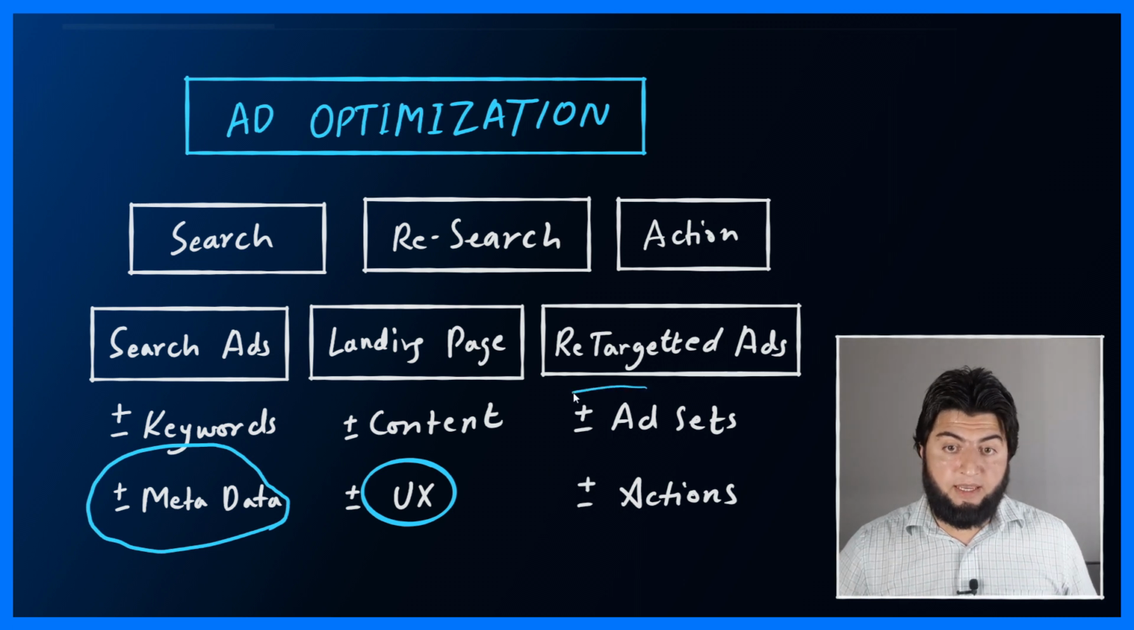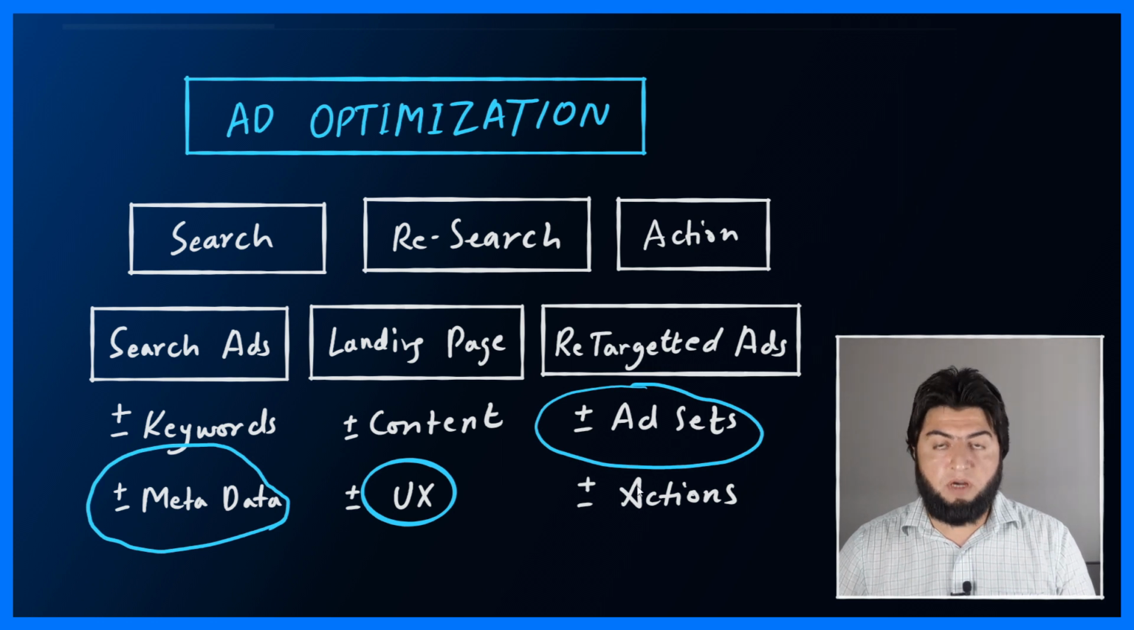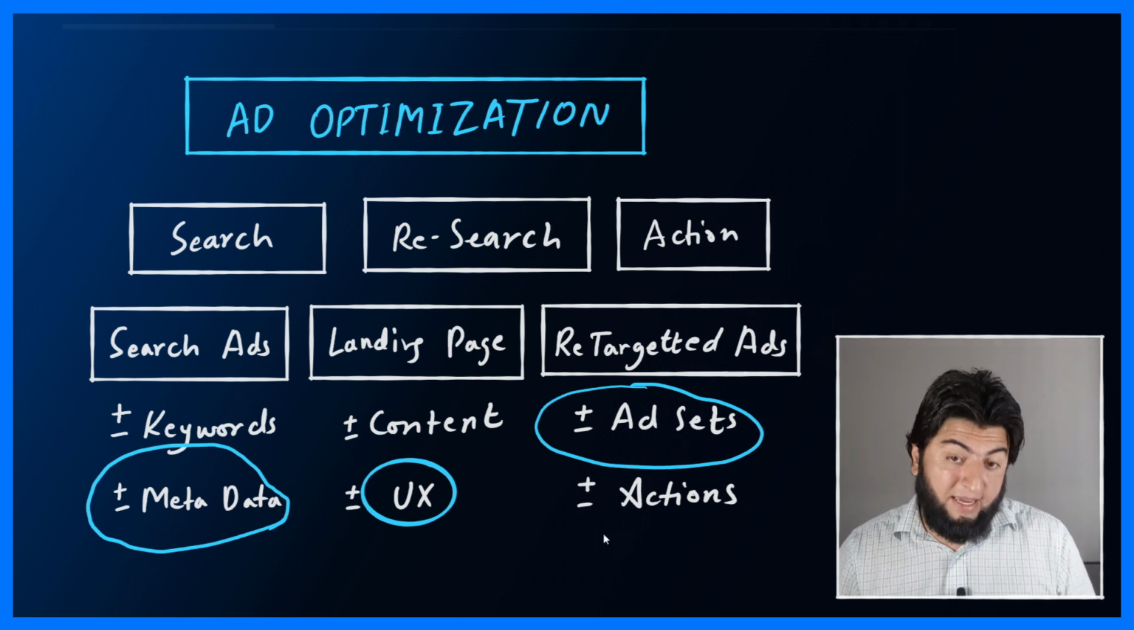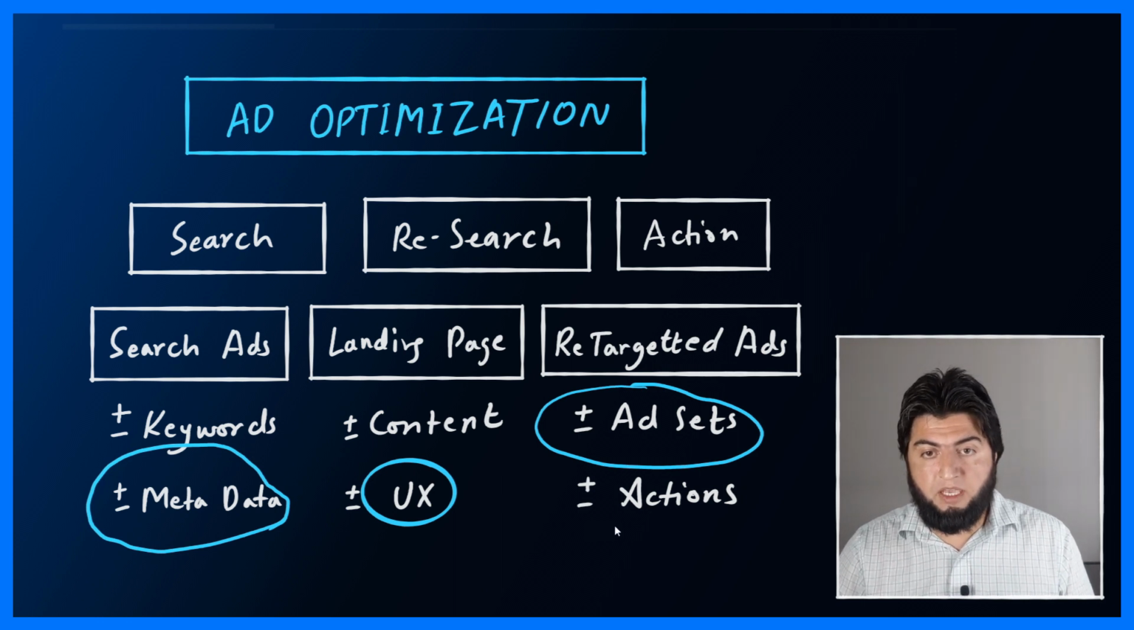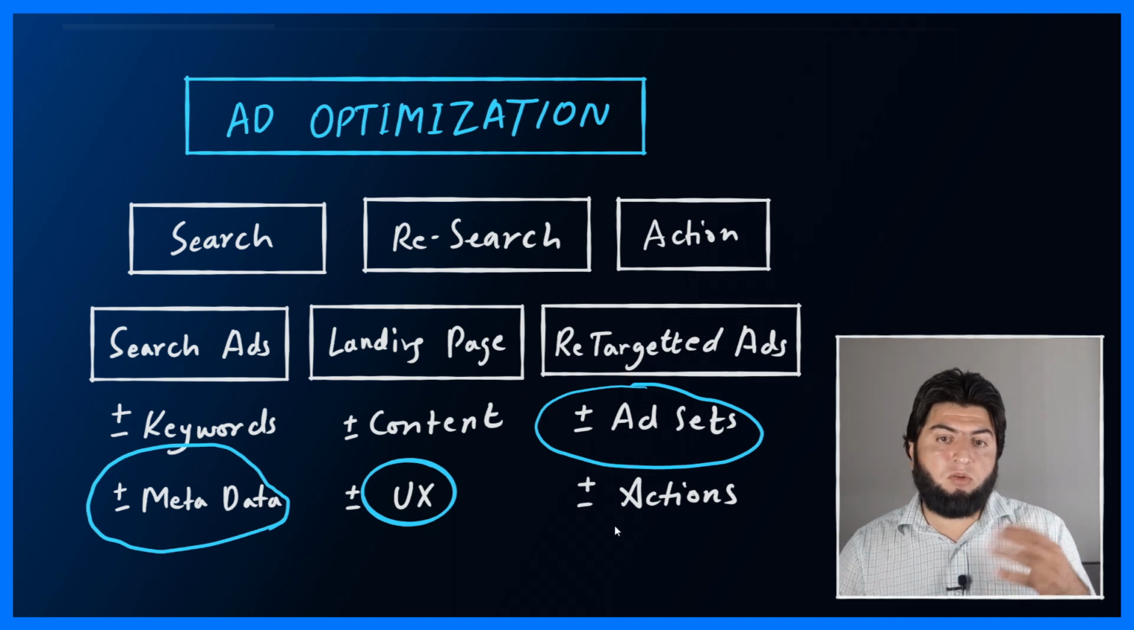Now for the retargeted ads, we keep on adding or removing ad sets based on the performance of the ads, and then we change the actions in the retargeted ads as needed. For example, if a retargeted ad works better on calls, then we remove the link or the direction, and vice versa.